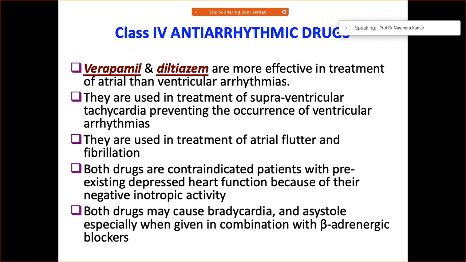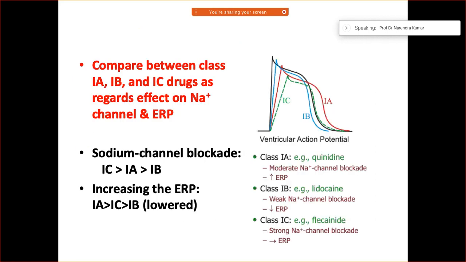As I already said, these drugs are more often used for atrial arrhythmias, supraventricular arrhythmias, and even for atrial flutter and fibrillation. Although if the patient's ejection fraction is lower, they should be avoided, due to the negative inotropic activity. Both drugs may cause bradycardia and even asystole, especially when given with beta blockers.